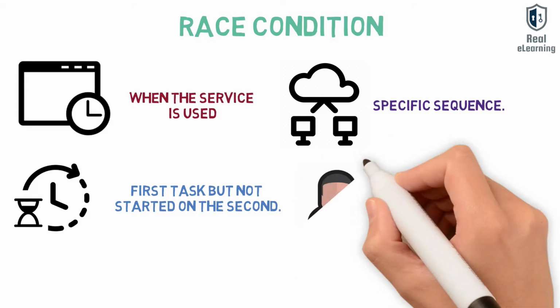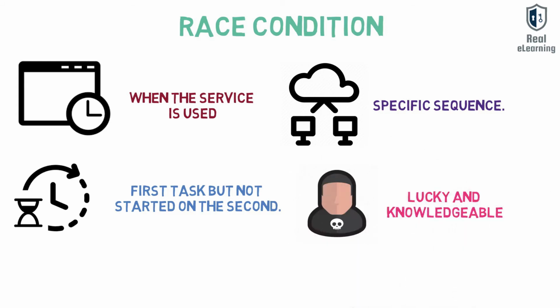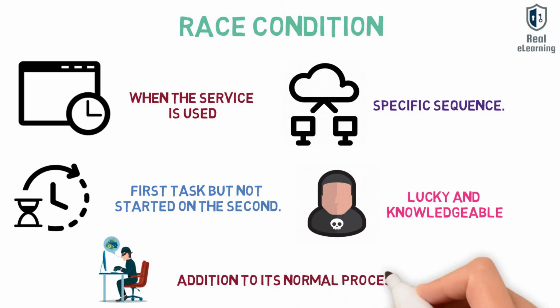If this period is long enough, or the attacker is lucky and knowledgeable, a race condition vulnerability exists, where the attacker can trick the system into carrying out unauthorized actions in addition to its normal processes.